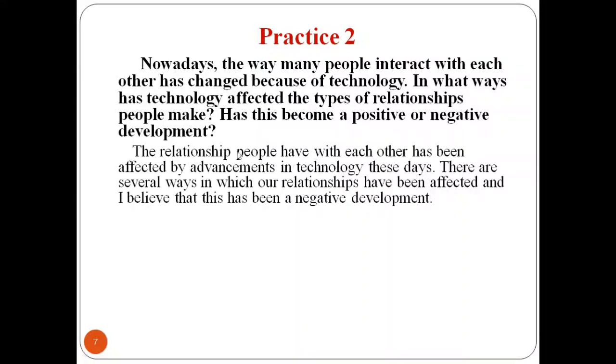So the first sentence would be paraphrasing: the relationship people have with each other. So the way people interact with each other, the relationship people have with each other, has the same meaning. Has changed because of technology, has been affected by advancements in technology, and nowadays, today, or you can say these days. So this is the paraphrasing. Then, in what ways has technology affected the type? There are several ways in which our relationships have been affected, and I believe that this has been a negative development.